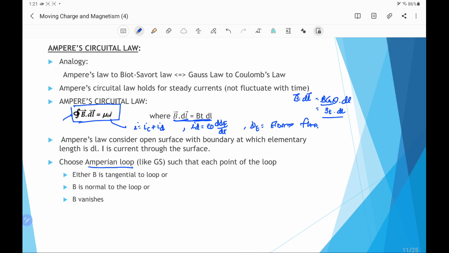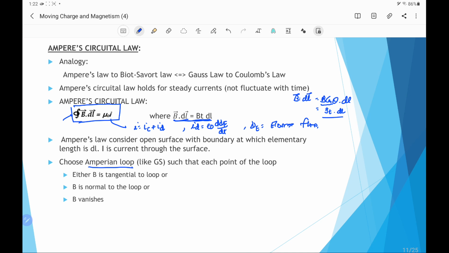Ampere law holds for steady currents. It is not applicable if the current is fluctuating with time, and Ampere law considers the open surface with a boundary at which the elementary length is taken as dl. Ampere law is related to Biot-Savart's law similar to how the Gauss law is related to Coulomb's law.